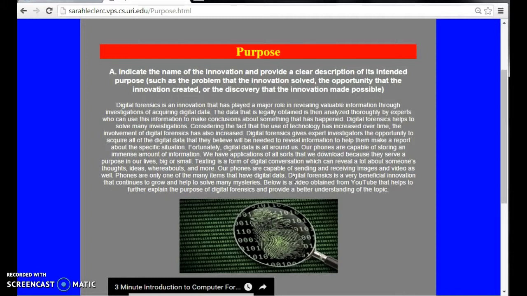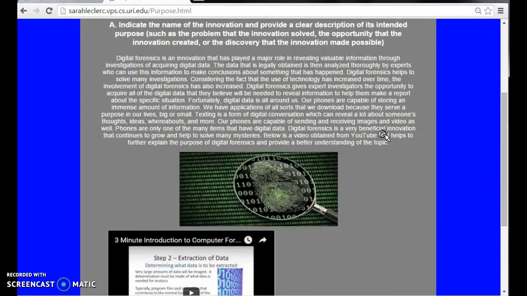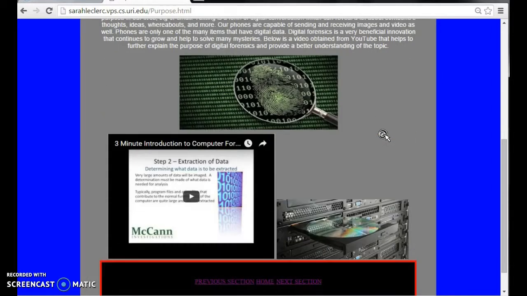Our smartphones are an example of a device that stores digital data. However, there are many other devices that are capable of this feature. Digital forensics is a very beneficial innovation that continues to grow and help to solve many mysteries. I have included a couple images on my page, as well as a YouTube video, which helps to further explain the purpose of digital forensics and provide a better understanding of it. The images I have included are just images extracted from Google that relate to my innovation.